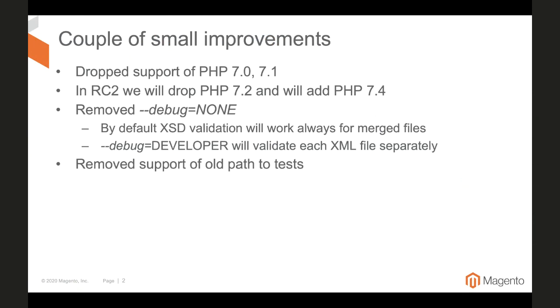We've also removed support for an old deprecated path to tests. So what we've done is we have moved the test modules from that deprecated path to the path that we support. So test modules could be located in app code, vendor, and dev tests. What we've removed is the functional test folder within dev test acceptance that's no longer supported for test modules.